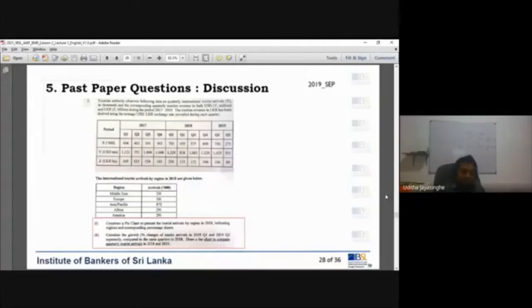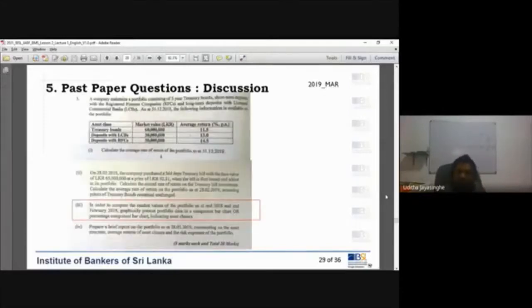Naming, grading, scaling, even the key, numbering, axes, all has to be perfect for you to get the complete marks. Look at a different question. 2019 March, I have question number 3. When I say question number 3, that means elective question number 3. This is on portfolio theory.